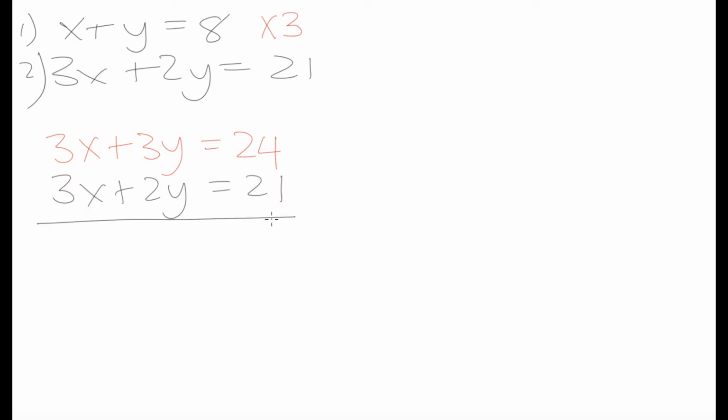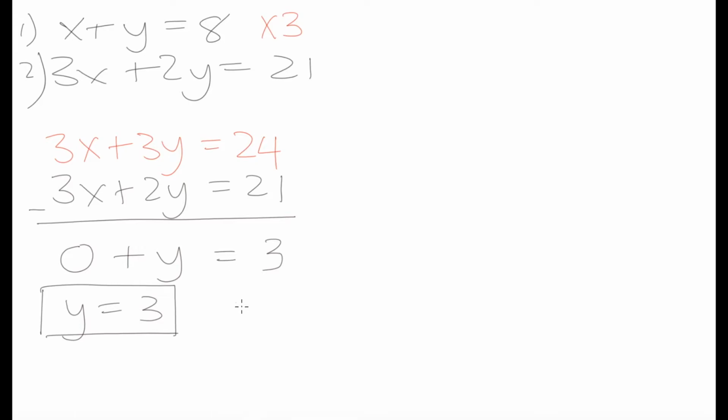And what we can do is we can subtract these two. So 3x minus 3x is going to be equal to 0. 3y minus 2y is going to be equal to y. And 24 minus 21 is going to be equal to 3. So already we have y is equal to 3, and we have our value for our first variable.